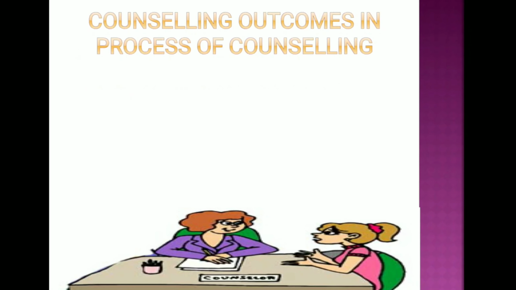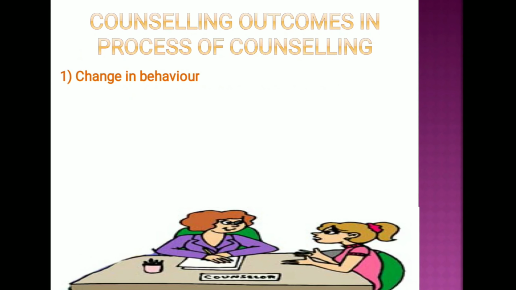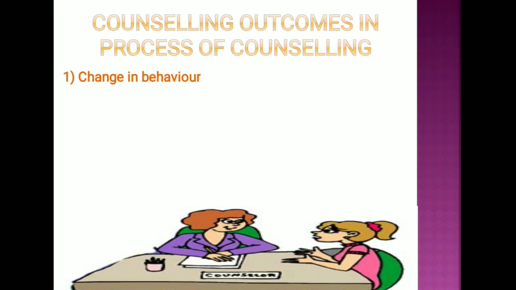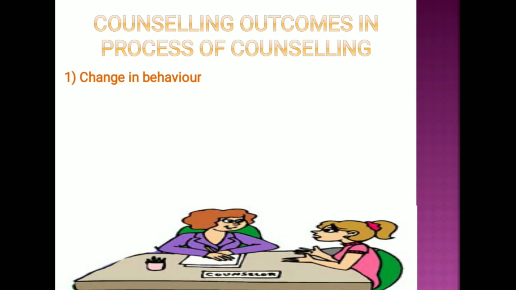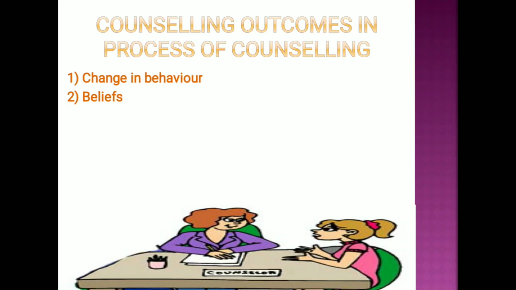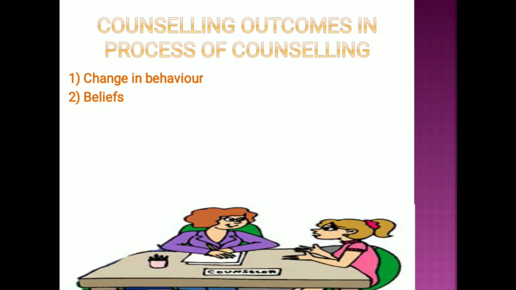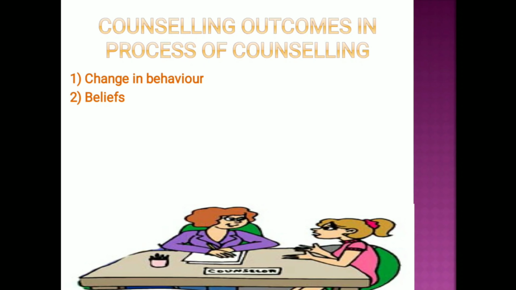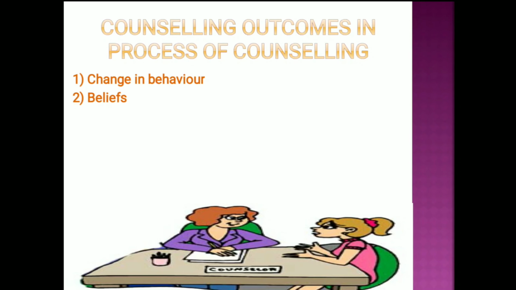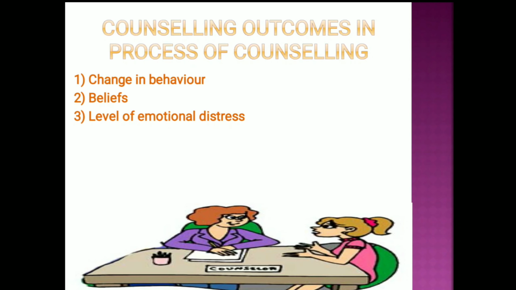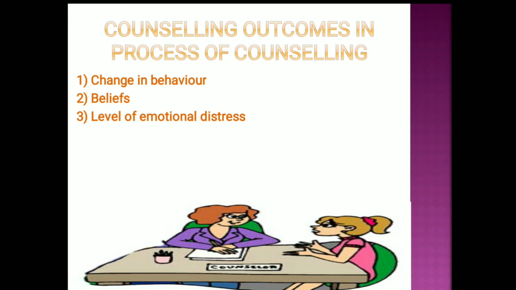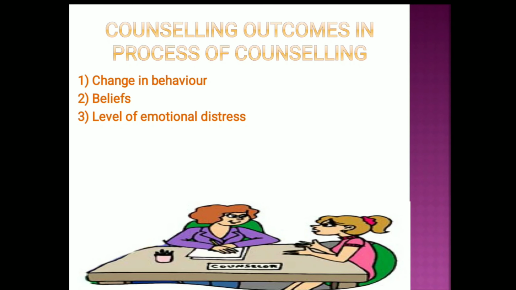Now we will discuss the outcomes of counseling. First is change in behavior. Change in behavior is the way the counselee acts, copes, makes decisions or relates, how he copes with his problem, how he makes decisions, how he acts with you. Second is belief, way of thinking about oneself, others and the world, or emotional concern about the perceptions, the counselee's emotional perceptions about the problem.